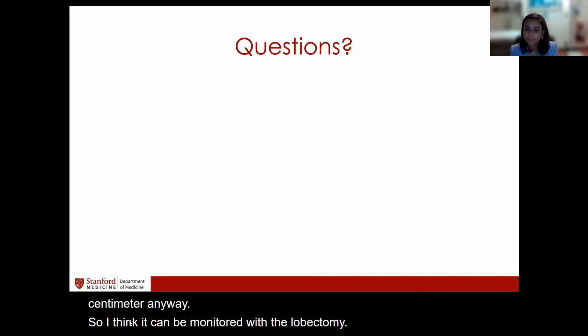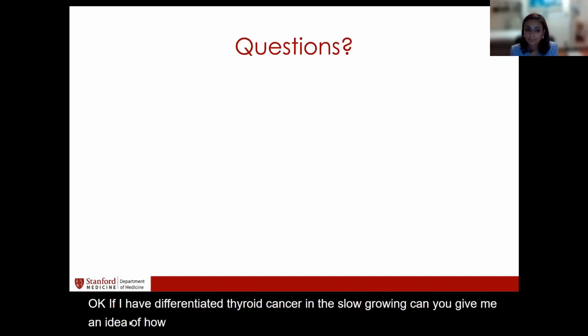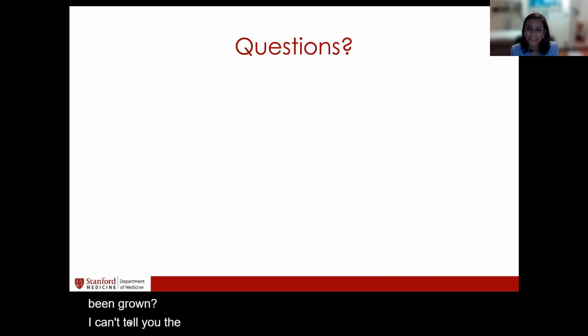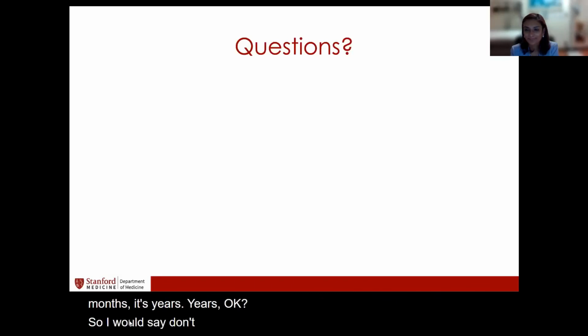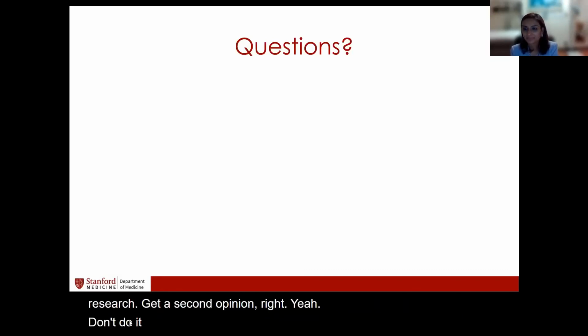Okay, if I have differentiated thyroid cancer that is slow growing, can you give me an idea of how long a 3.5 centimeter follicular thyroid carcinoma would have been growing? I can't tell you the exact time, but generally it's years. I would say it's not months, it's years. And I would say, don't rush into anything. It's been years growing. Do your research, get a second opinion, right? Yep. Don't do it tomorrow. Okay. Thank you.